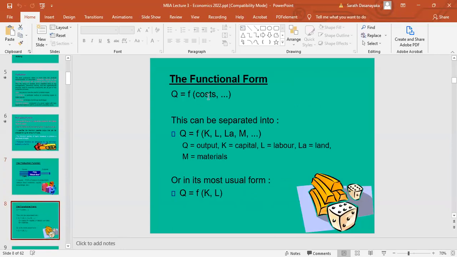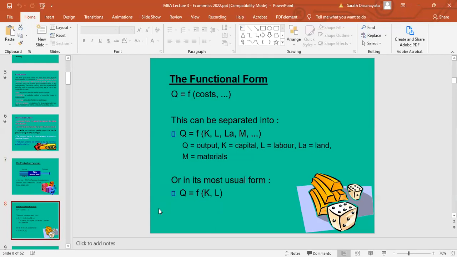Then you can see the functional forms. Q is a function of the inputs, and this can be separated into K, L, A, M, that way. In your textbooks, you find the simplest form: Q is a function of K and L. K is capital, L is labor. But sometimes we are given a constant capital, or we fix the capital and only the labor is changing. Sometimes we fix the labor and only the capital is changing. Then what is going to happen to Q?